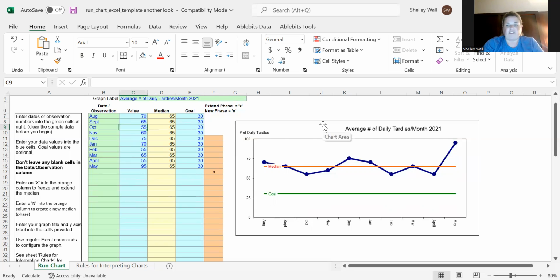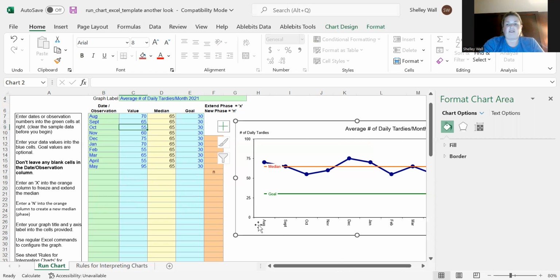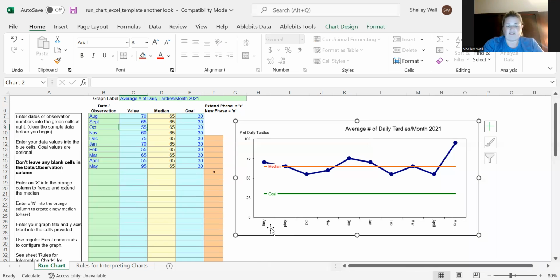So let's move over to the chart. You can actually go in and adjust the chart for a number of things. For instance, you could change the label on either axis. You could put a label on this x-axis, but I chose not to, simply because it's pretty obvious that you're looking at months of the year for the course of a school year.